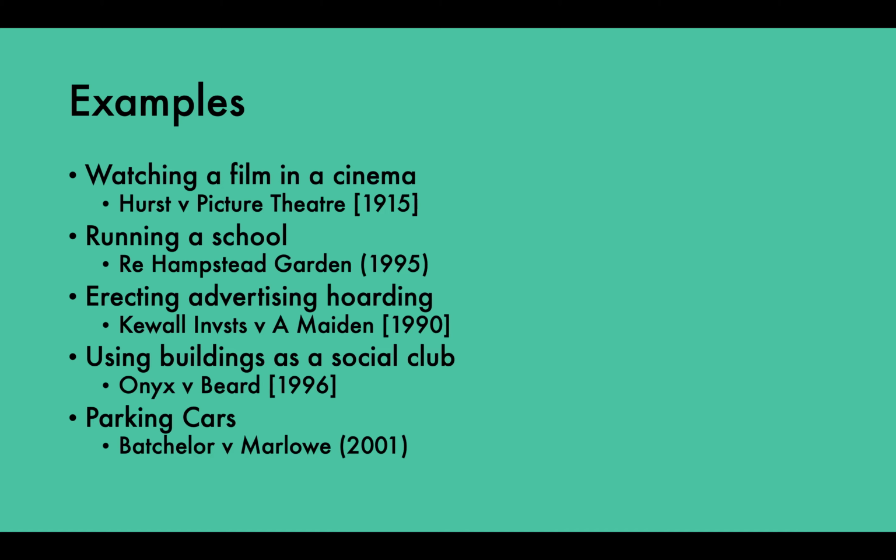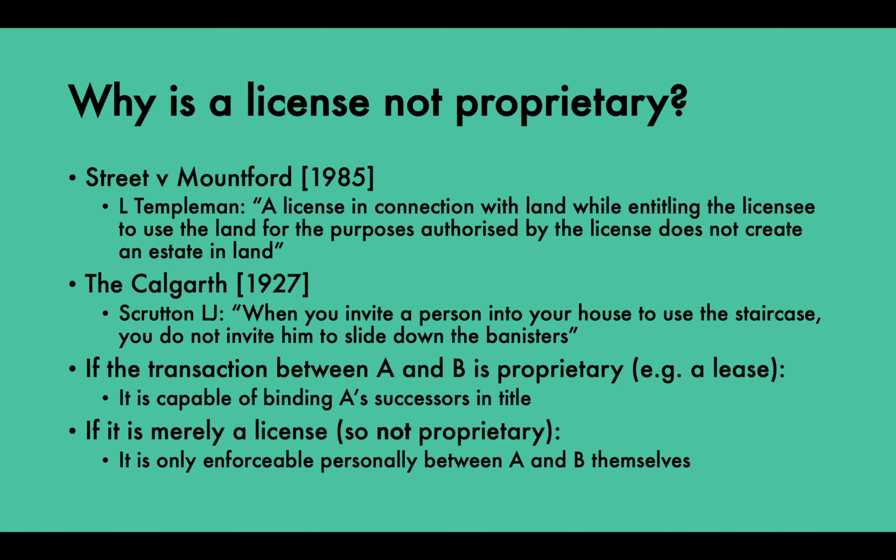But really, we want to look at this question as to why a license is not proprietary. We've seen it's a personal right and not a proprietary right, and why is that the case? So, in Street v Mountford, Lord Templeman said that a license in connection with land, while entitling the licensee to use the land for the purposes it's authorised by the licence, does not create an estate in land. So he is saying a licence can grant use of the land, but the licence is not giving an estate. So a licence is not legal.